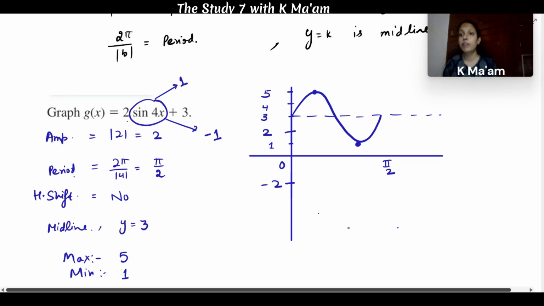Okay. For calculating more values, 0 to pi by 2, pi by 2 is the period. Half of this is at pi by 4, and half of that is pi by 8. And this will be 3 pi by 8. So maximum at pi by 8, minimum at 3 pi by 8. So the coordinates will be pi by 8, 5, and 3 pi by 8, 1. This is the minimum coordinate for the minima, and this is the coordinate for the maxima in one period.